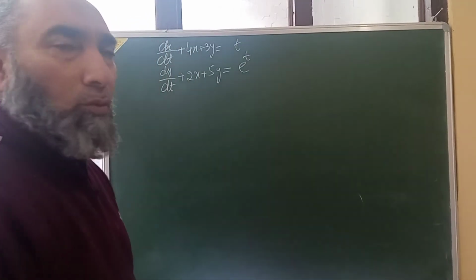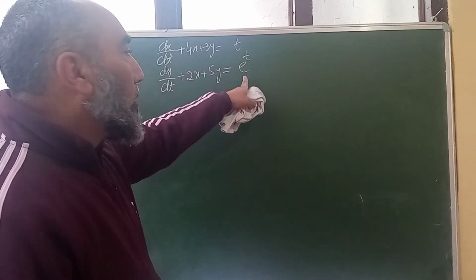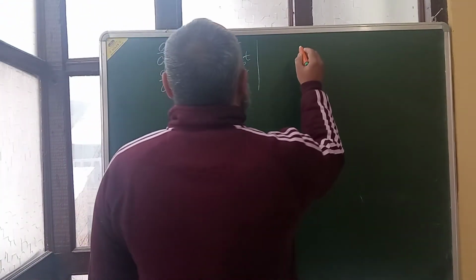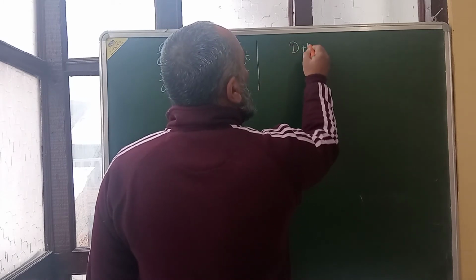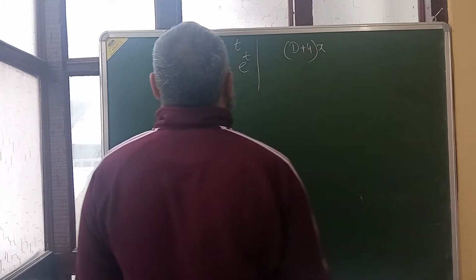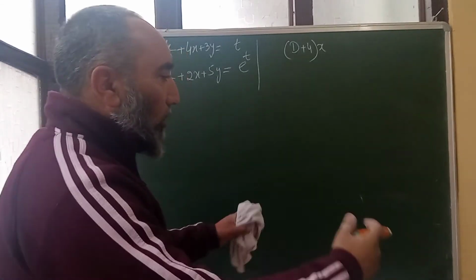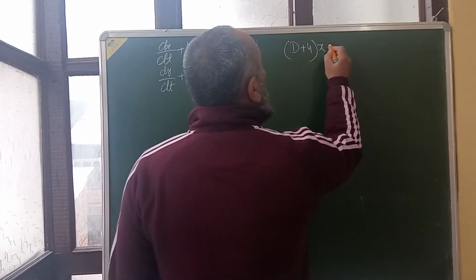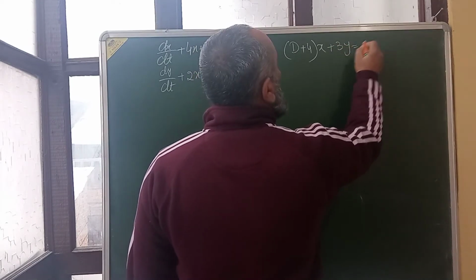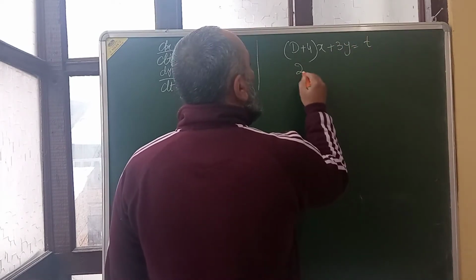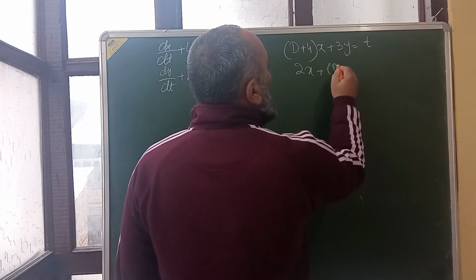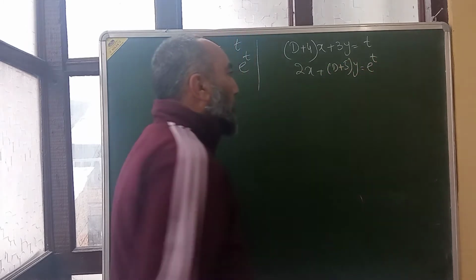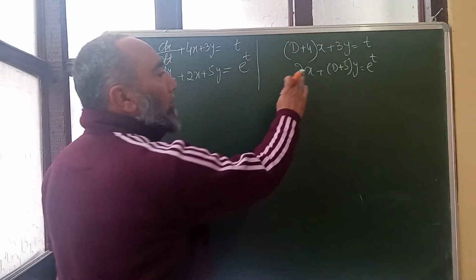Okay. You have two different functions. One is a polynomial, one is e to the power at. Now this one, I can write it as (d plus 4) x, because this is a very small board, I have to write it like this only, plus 3y equal to t. Then 2x plus (d plus 5) operating on y equal to e to the power t. Okay. Now let me again eliminate x.